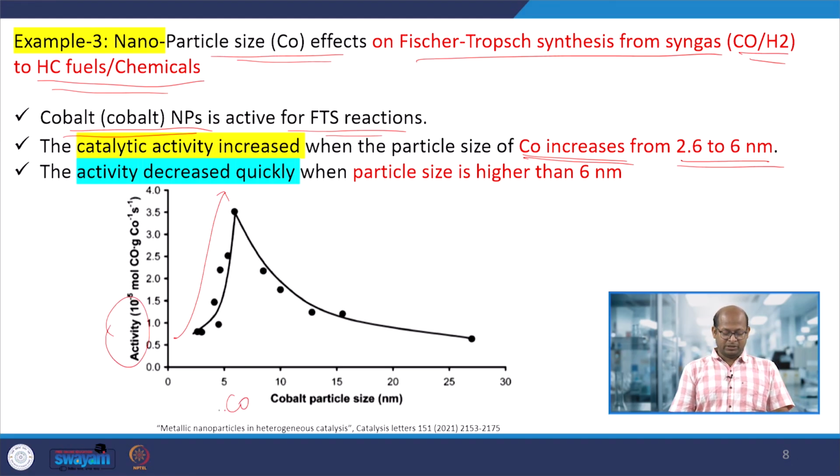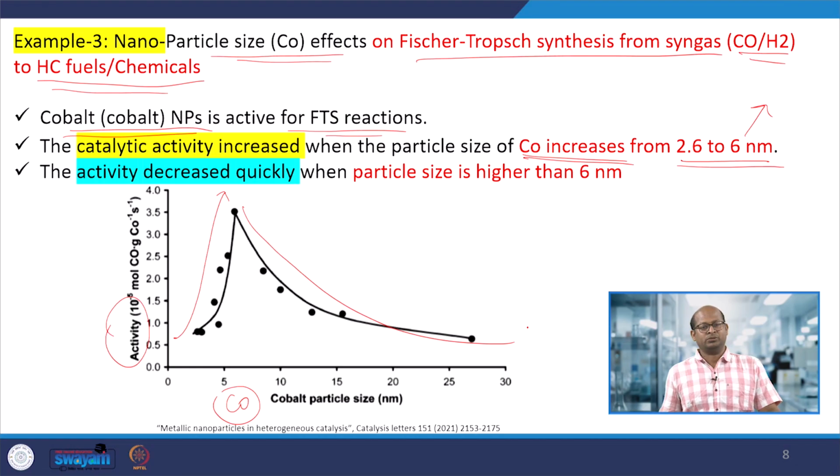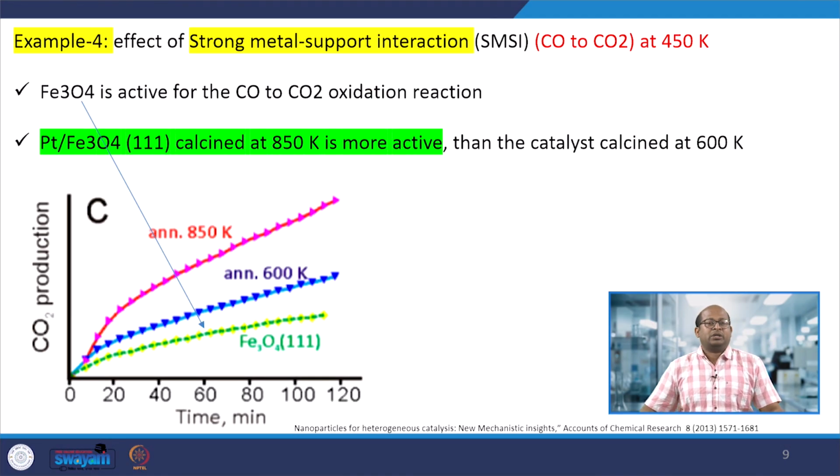If the cobalt particle size grows from 2.6 to 6 nanometers, the activity increases, and if you increase the particle size further, the catalytic activity gradually decreases. So this is the optimum range. You have to prepare cobalt nanoparticles specific for this reaction to get higher yield and higher conversions. It is very crucial to prepare nano size particles for specific applications. So, what would be the particle size?